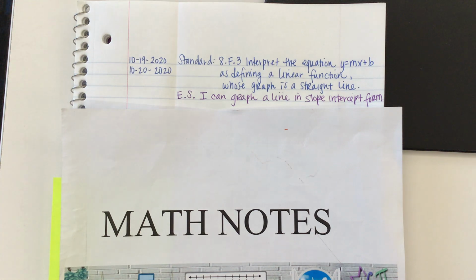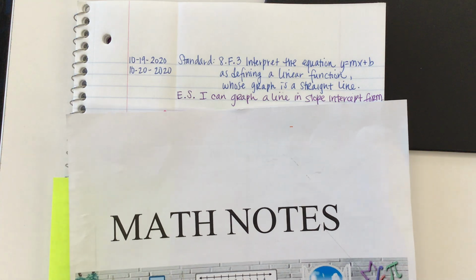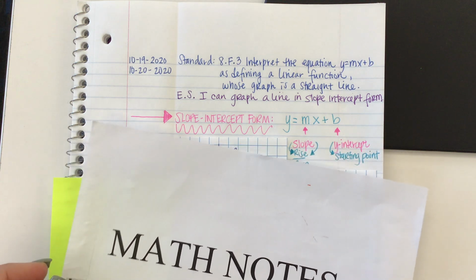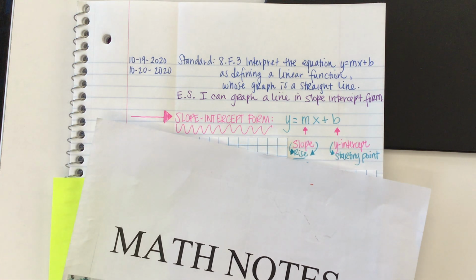So the first thing we need to know is, what is slope-intercept form? Well, slope-intercept form is written like this. It is y equals mx plus b. So the m stands for the slope, which is the rise over run, and the b stands for the y-intercept, the starting point. Now, don't ask me why they use the m and the b. I know those are completely random variables, but those are the variables used to represent the slope and the y-intercept.